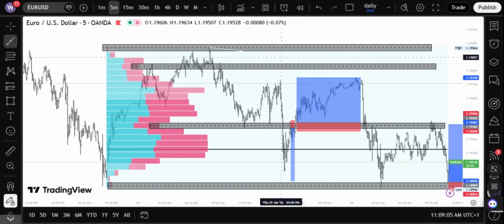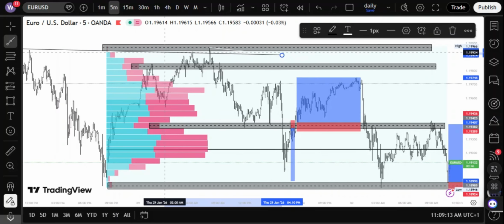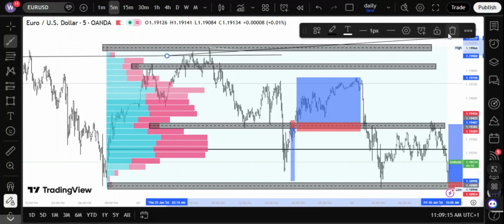So that's just an optional strategy. If you want to combine it with other confluences, you can combine it with other confluences. So this will be the end of the video.